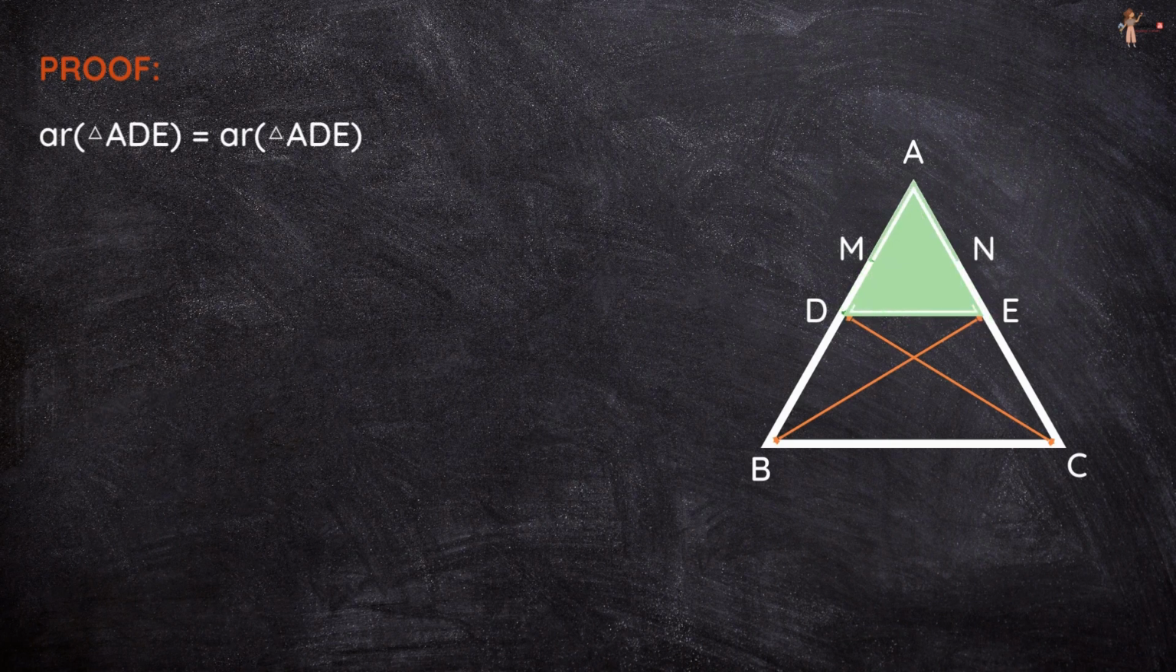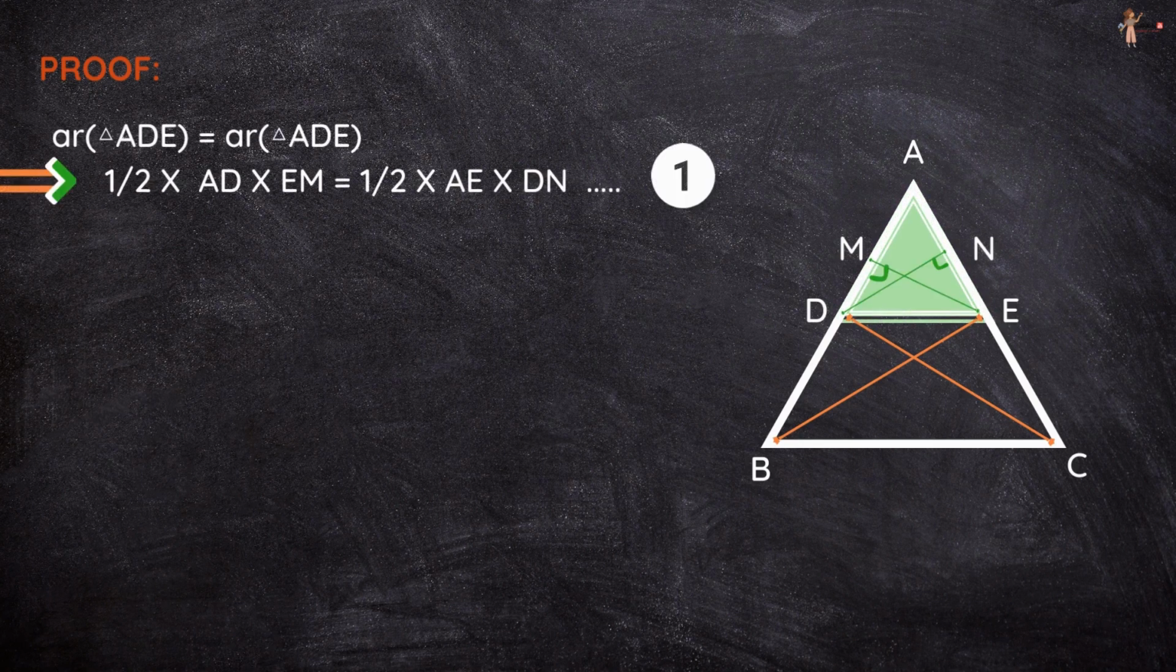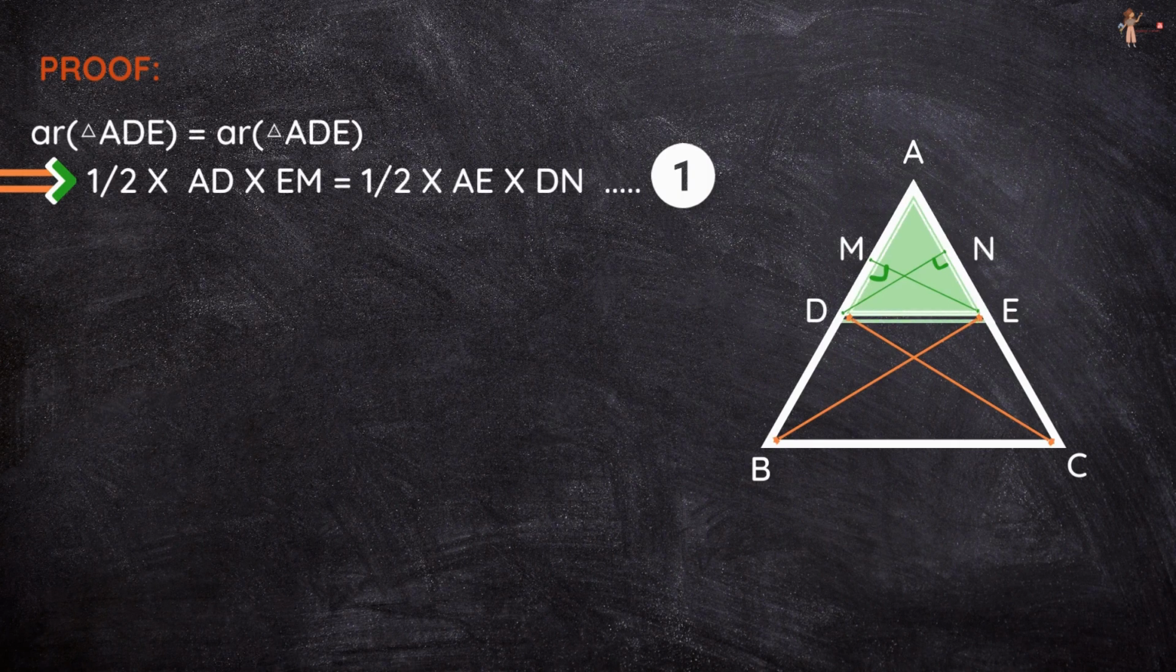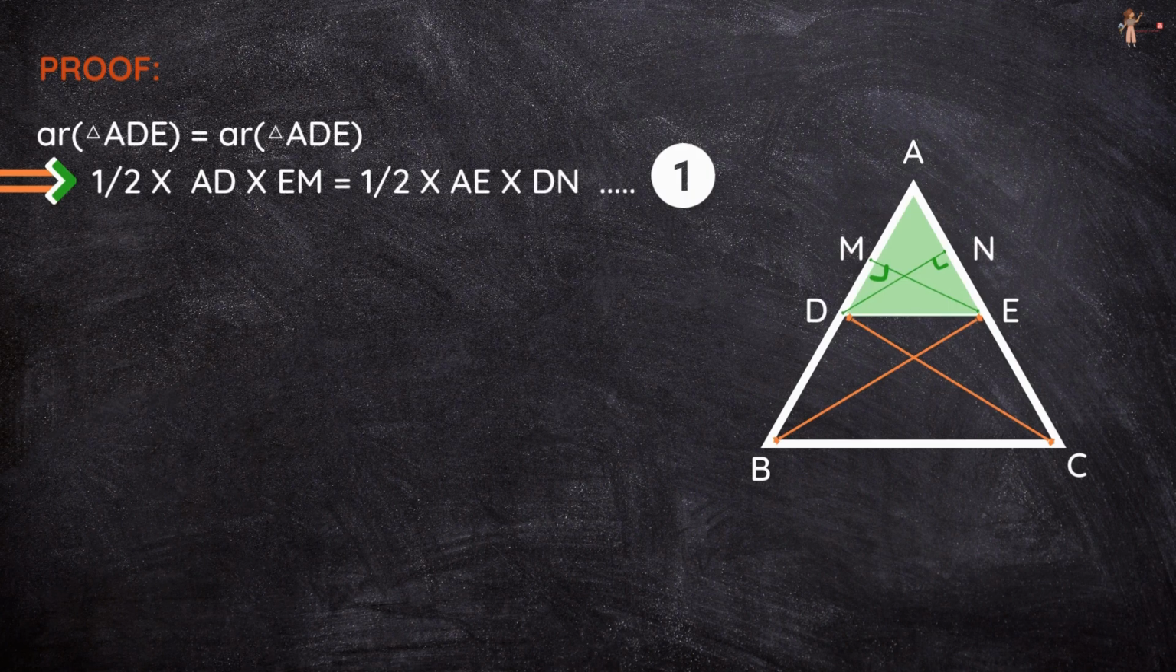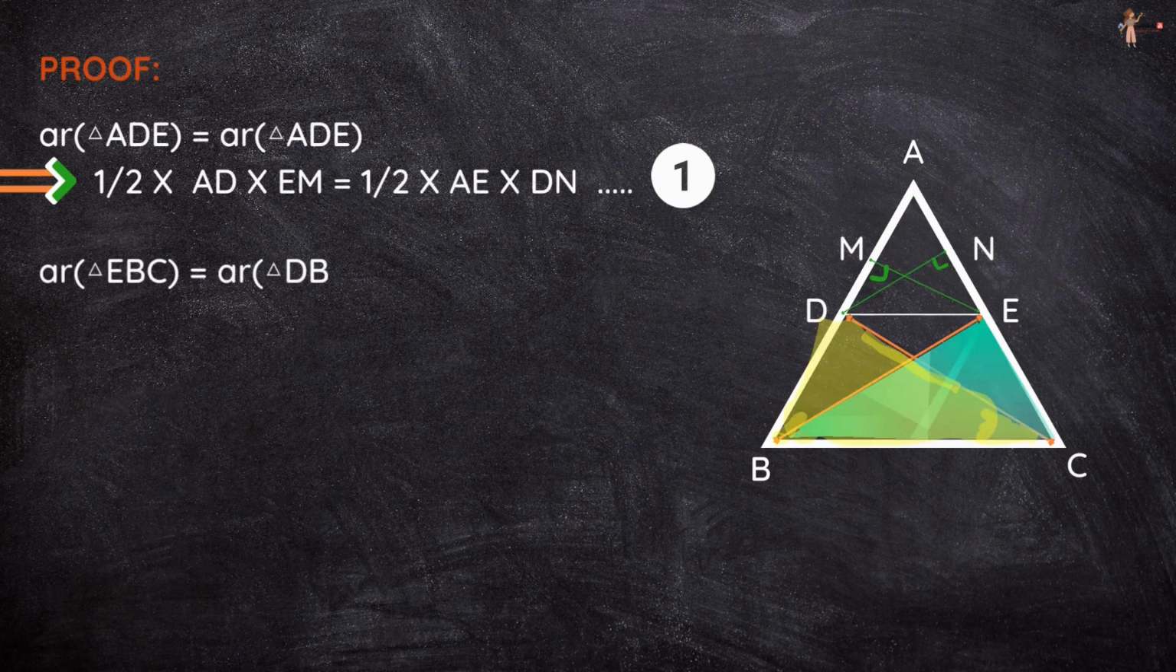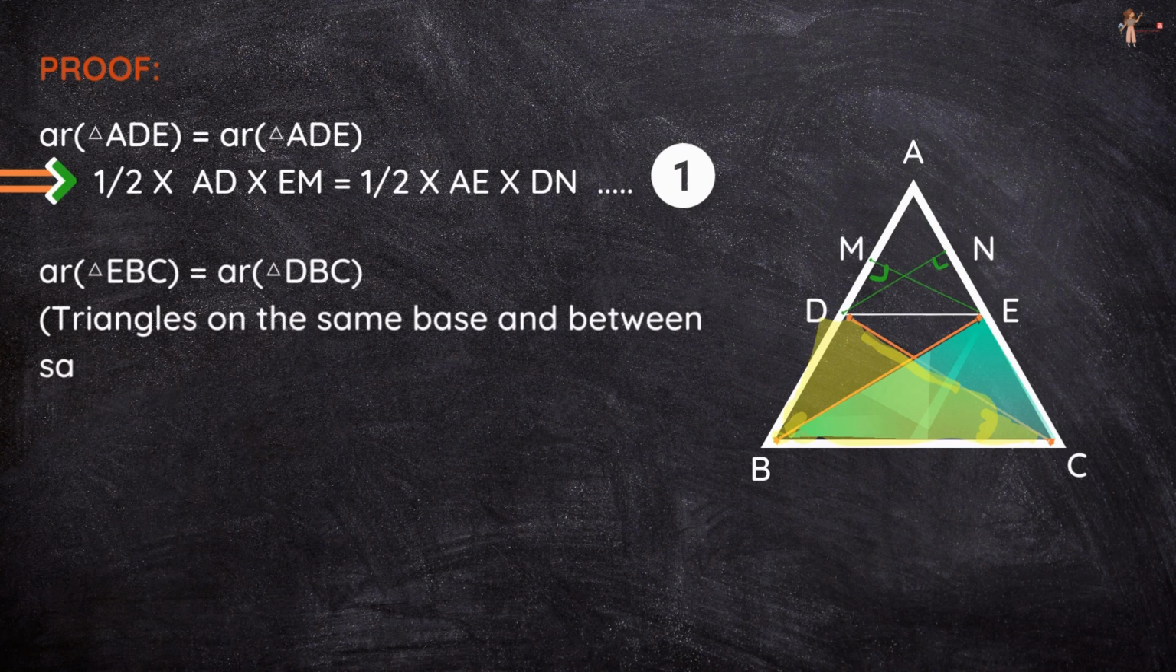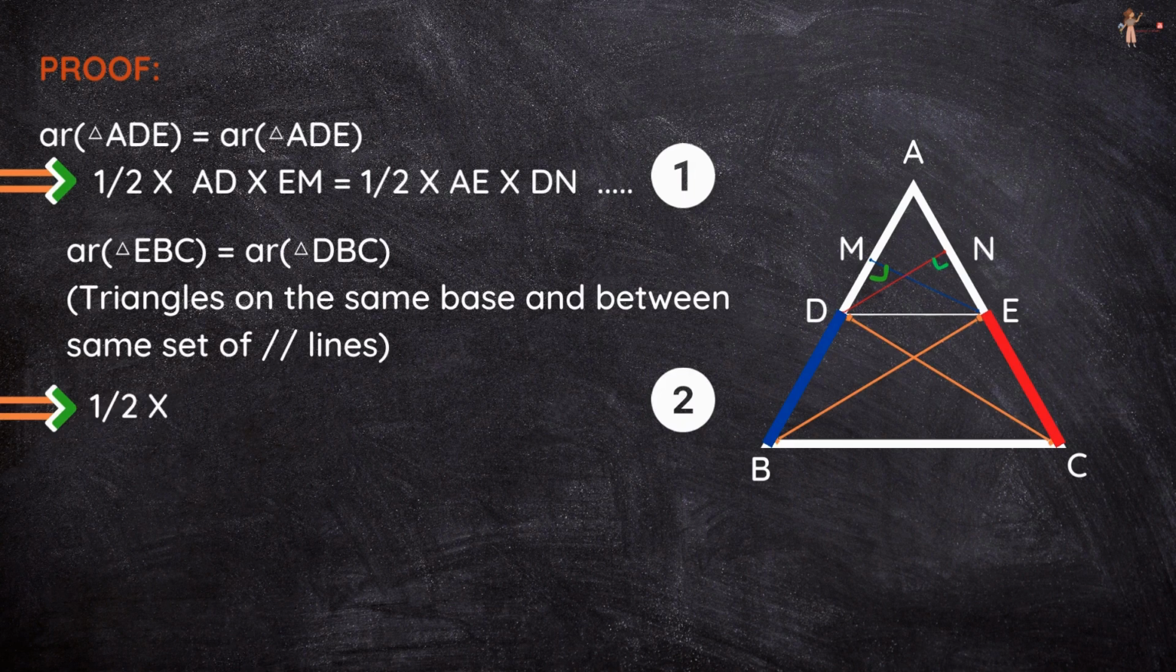Now area of triangle ADE would be equal to area of triangle ADE because we are talking about the same triangle, right? So area of triangle ADE can be half into AD into EM when AD is taken as the base, and it can also be equal to half into AE into DN when AE is taken as base. Now, area of triangle EBC would also be equal to area of triangle DBC because triangles on the same base and between the same set of parallel lines have equal areas. So, half into DB into EM would be equal to half into EC into DN.